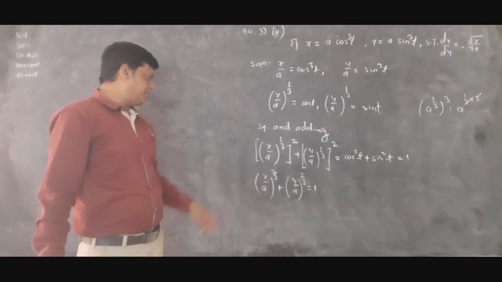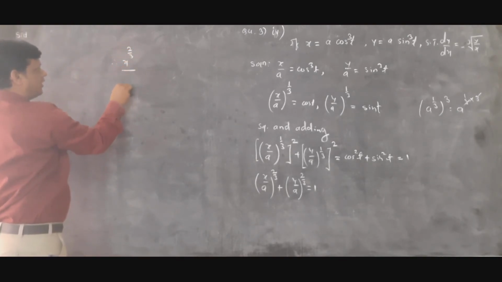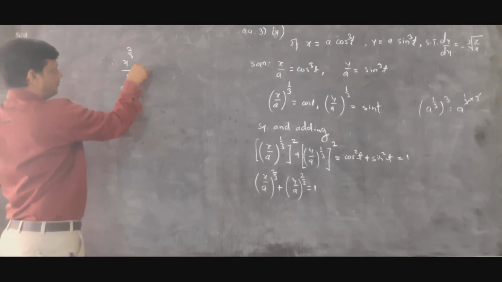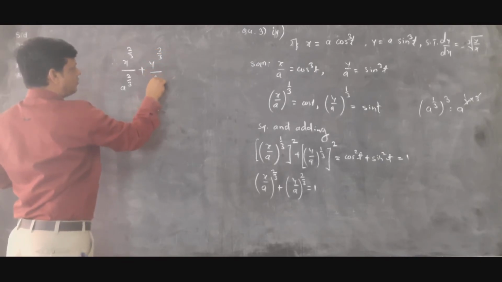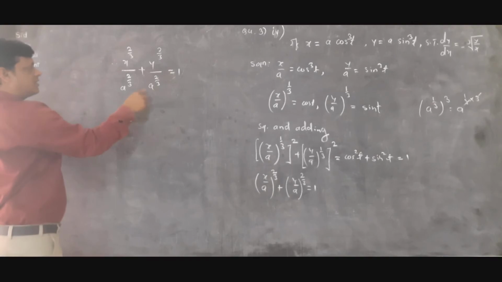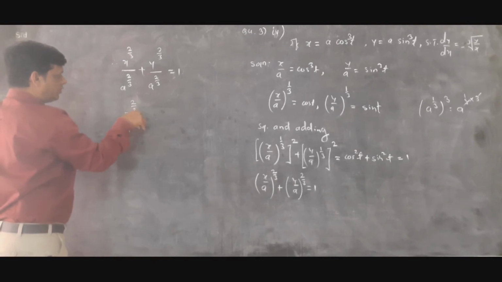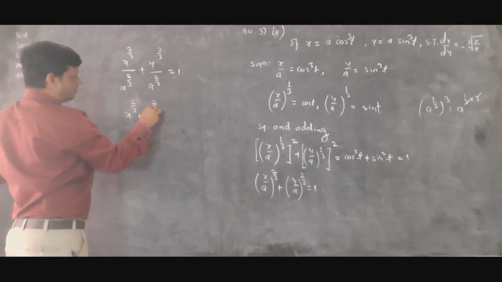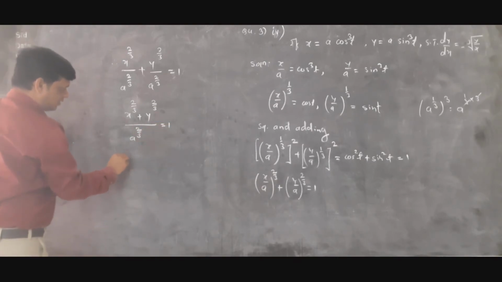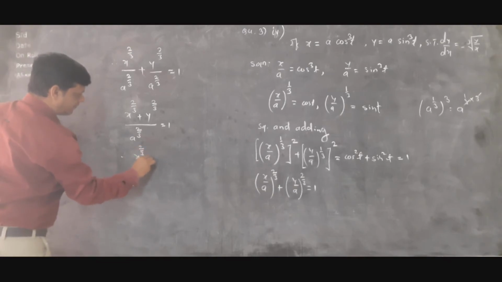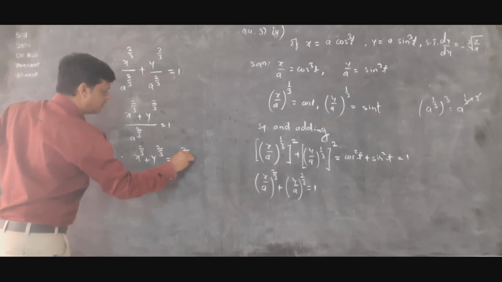So we separate the power. So right here x raised to the power 2 by 3 upon a raised to the power 2 by 3 plus y raised to the power 2 by 3 upon a raised to the power 2 by 3 is equal to 1. So the base is the same. So we transfer the base to the right hand side. Therefore, x raised to the power 2 by 3 plus y raised to the power 2 by 3 is equal to a raised to the power 2 by 3.